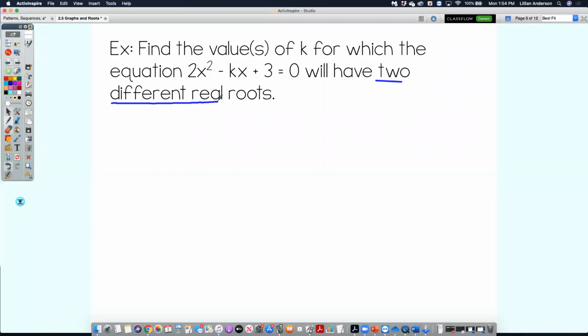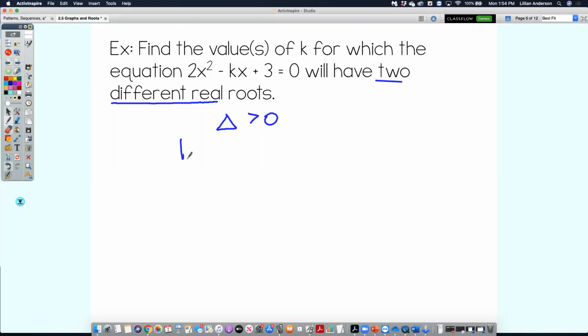2 different real roots means discriminant. The discriminant is going to be what, if you have 2 different real roots? Is that greater than 0? It's going to be greater than 0. So knowing that, based off of the fact that you have 2 different real roots, you can set up the discriminant and essentially set up an equation here to find the value of k to make this a true statement.